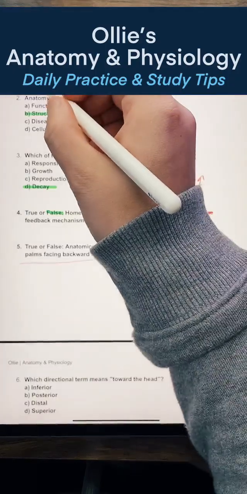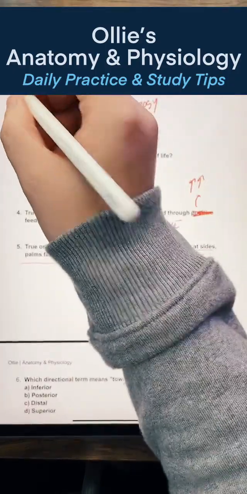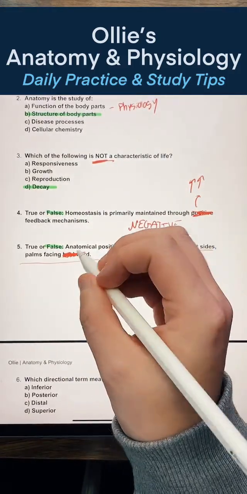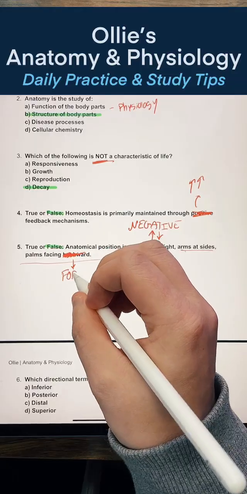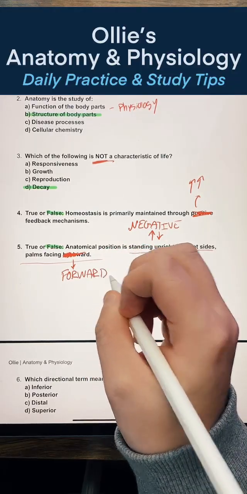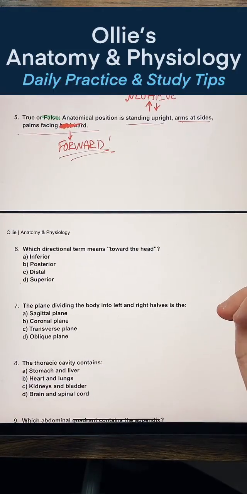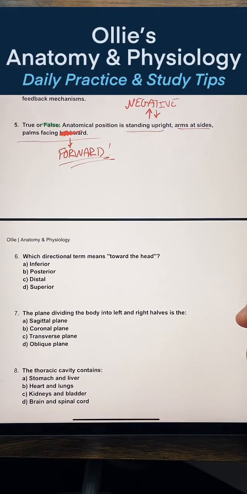Number 5, the answer is false. The key thing here that's wrong is backward. Palms are facing forward in anatomical position. Number 6, moving on to some of our directional references and directional terms.